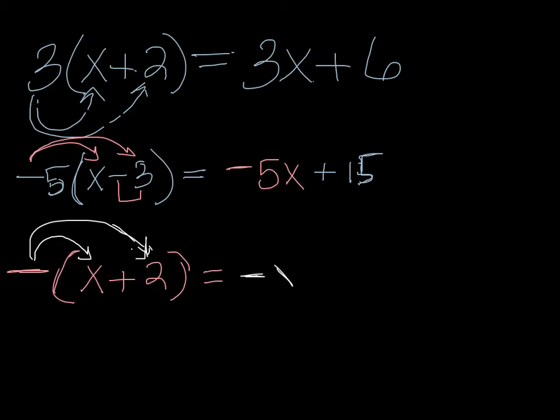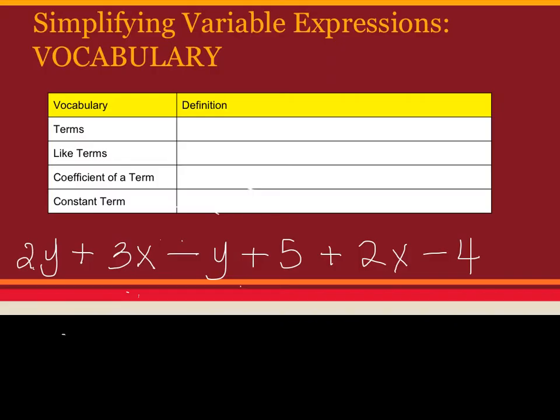Negative x minus 2. And it's a minus 2 because negative times positive makes negative. So that's a little bit about the distributive property, and it's a really important property when we start to simplify expressions. So before we simplify expressions, we're going to talk about some quick vocab when it comes to expressions.